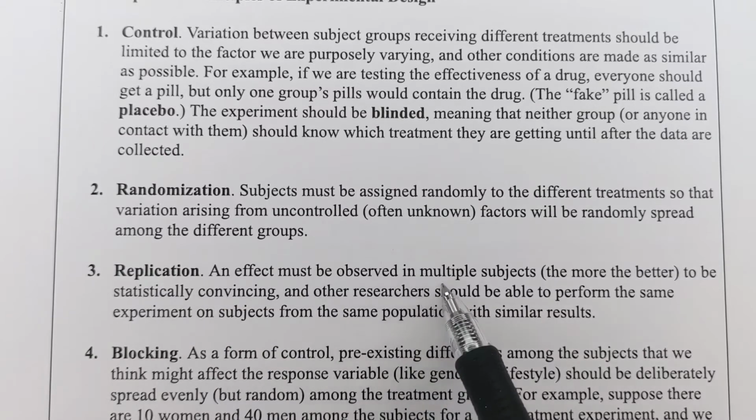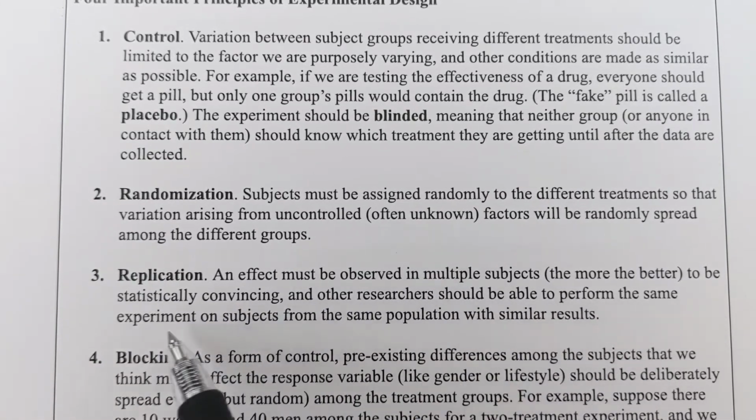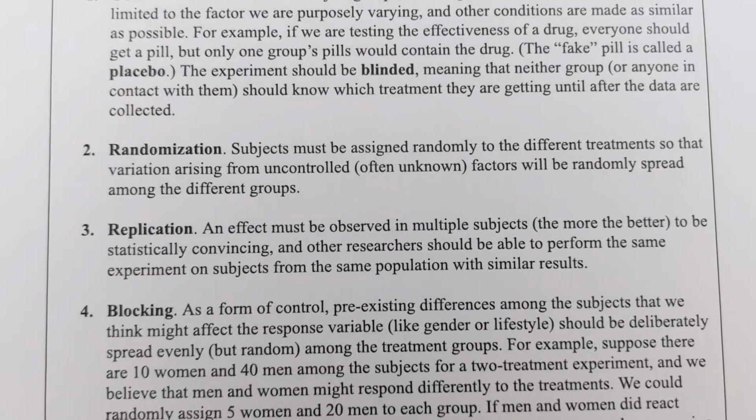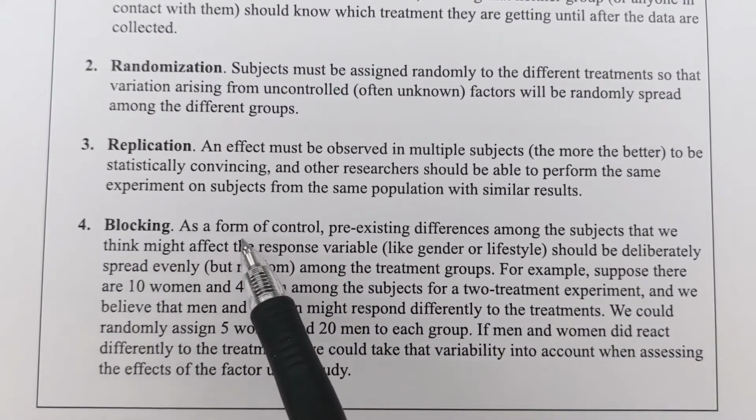Replication: to be effective, observe multiple subjects, the more the better. To be statistically convincing, other researchers should be able to perform the same experiment on subjects from the same population with similar results. So you want to make sure something is actually occurring. Blocking is a form of control.